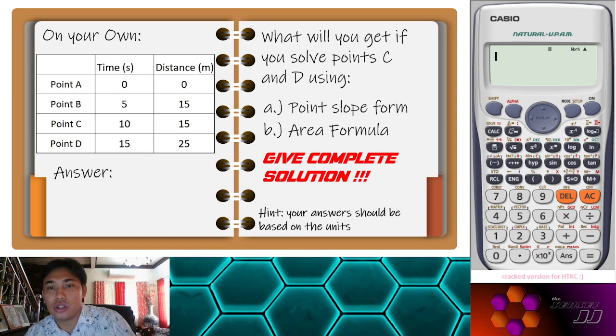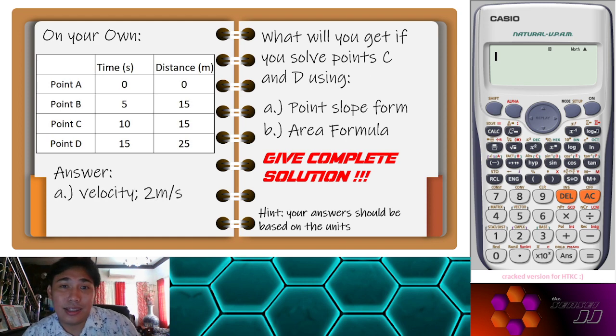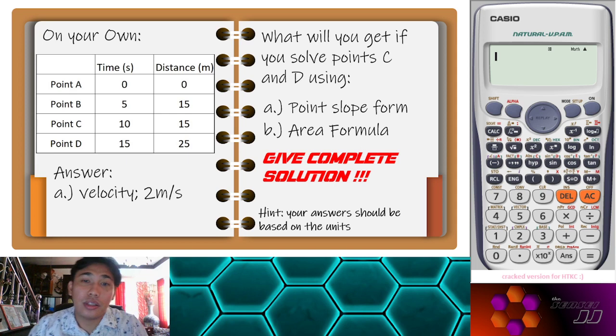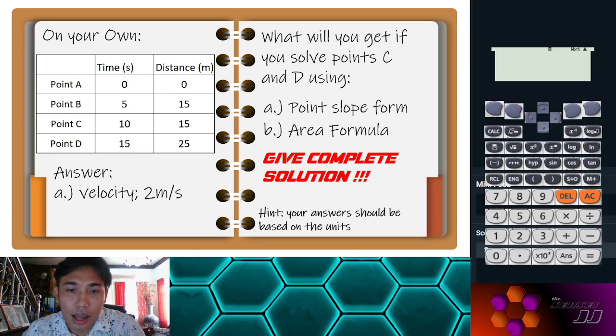So for the answer, what did you get, guys, in getting the answer for point slope form? You should have a velocity of 2 meters per second. So you should get the velocity of 2 meters per second. So sir, how did that happen? Oh wait, my calculator is malfunctioning.